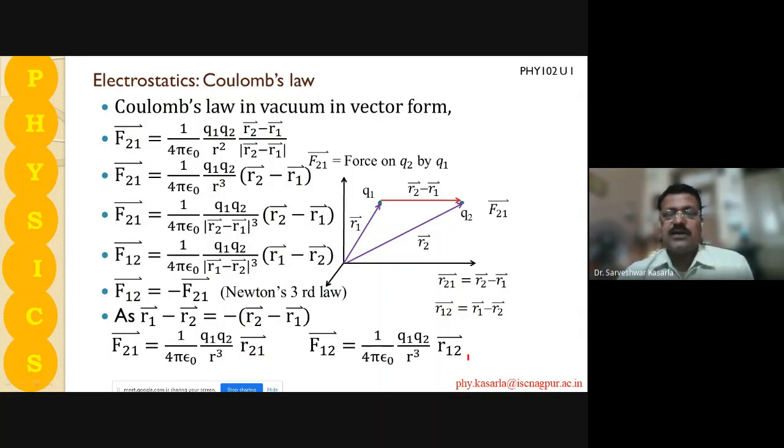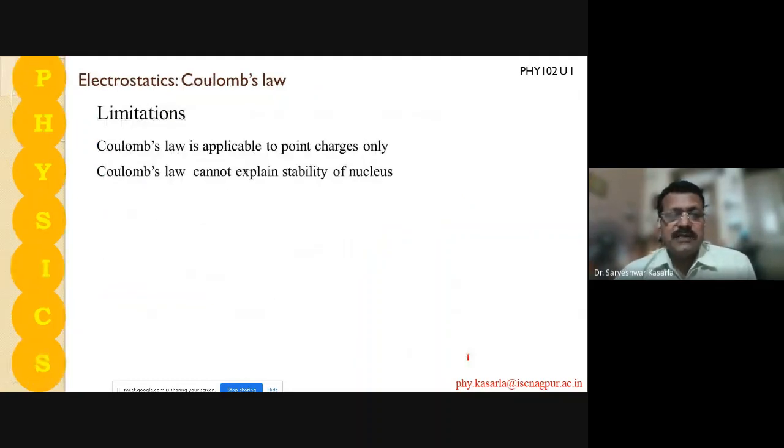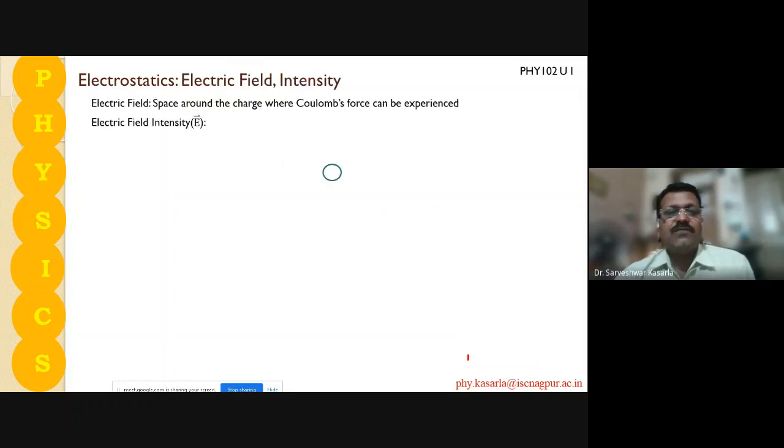Okay, we will continue to the next point. This we have discussed earlier. Coulomb's law is applicable to point charges only, and Coulomb's law cannot explain the stability of nucleus. So here, let us define the electric field and intensity.